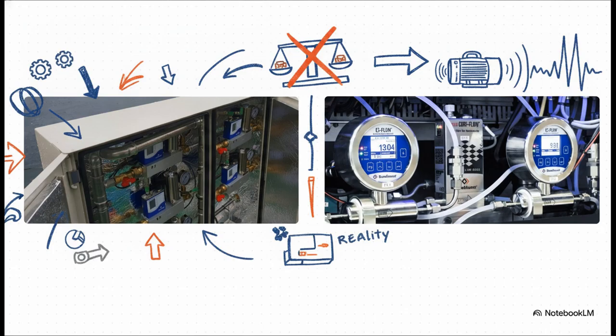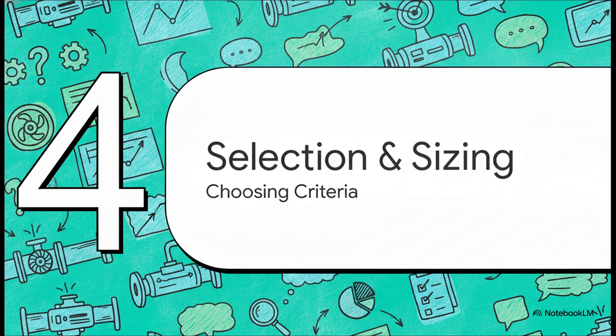A big, bulky meter simply isn't going to fit in a cramped enclosure. And a meter that's sensitive to vibration, well, if you install it right next to a massive, shaking industrial pump, it's going to fail. Simple as that. Which brings us nicely to Part 4, Selection and Sizing Criteria.